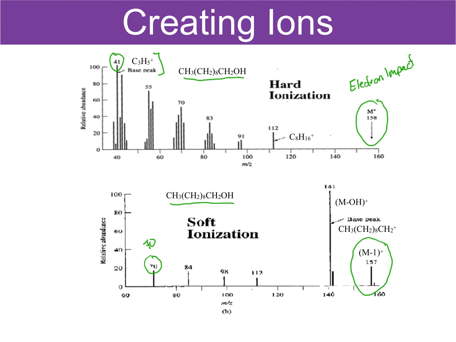So hard ionization creates lots of fragments. You're really mean to your molecule. You break it up into smithereens. Soft ionization works to keep your molecule together in a lot of ways.